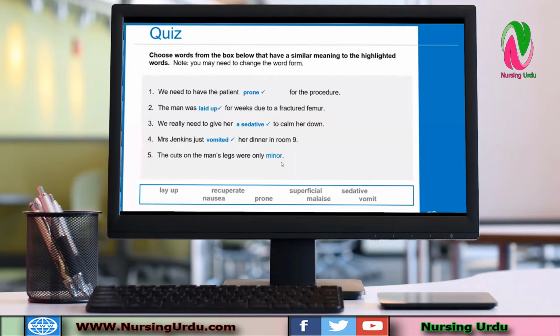The cuts on the man's legs were only superficial. Good. Okay. Well done, guys. Well done. So I think most of us got those right.